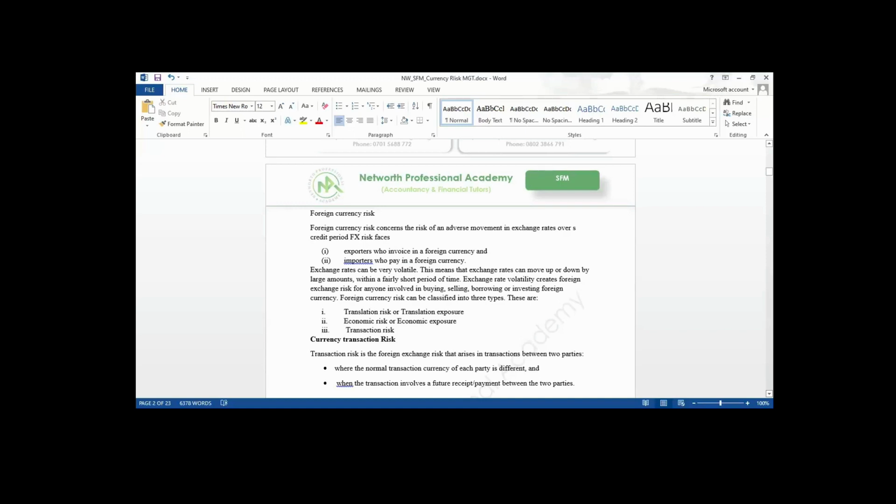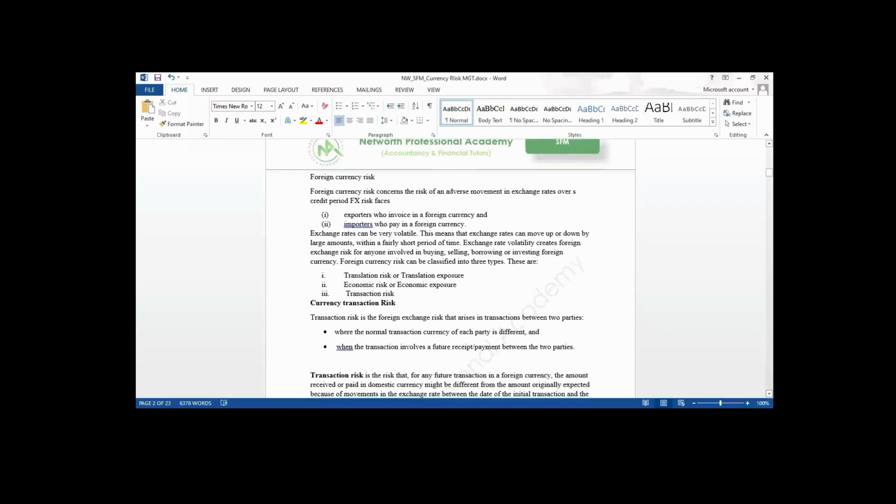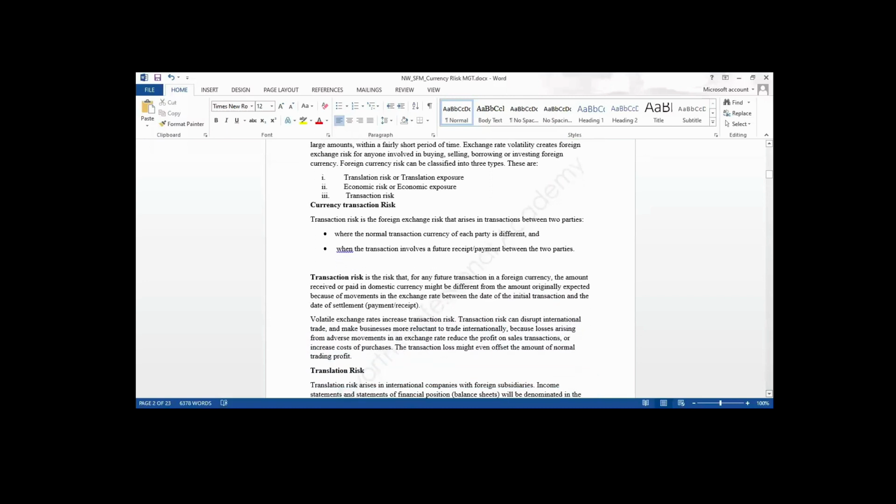Transaction risk occurs because there is a timing difference between when a foreign transaction is entered into and when the settlement of the transaction is done.